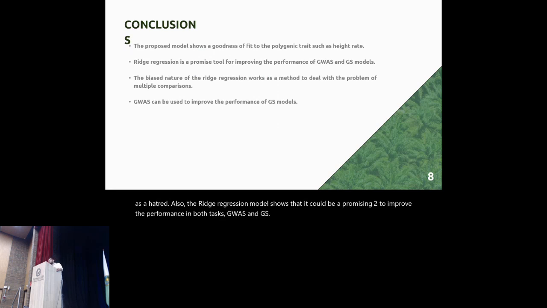Another important thing to take into account is that the ridge regression model is also a biased model. And this type of feature allows us to handle different problems in our data, like the multiple comparisons. And finally, the use of GWAS can be a good approximation to improve the performance of GS models.